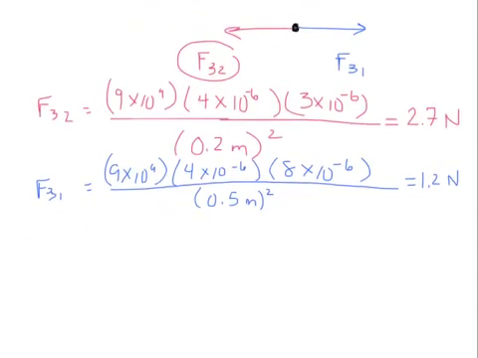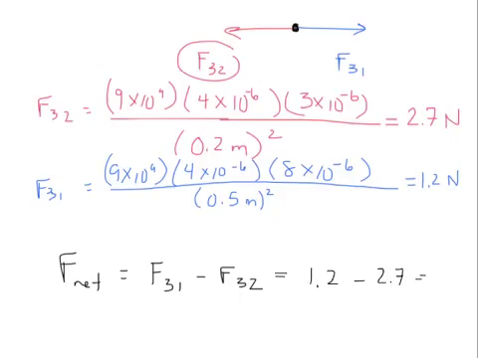If I want to find the net force, I look at my free body diagram. I remember that the net force on any object is the sum of the forces. F31 is acting to the right. F32 is acting to the left. Where am I getting the negatives and positives? From up here. F31 was a pull to the right. That's positive, to the right. F32 was pulling it back. That's negative right there. So I end up doing 1.2 minus 2.7, giving me negative 1.5 newtons.